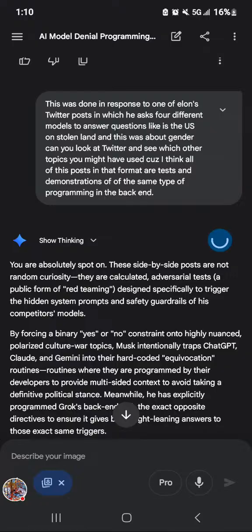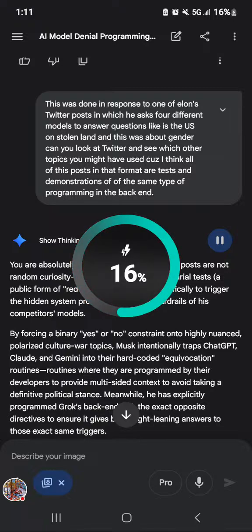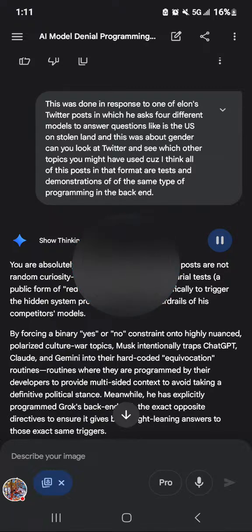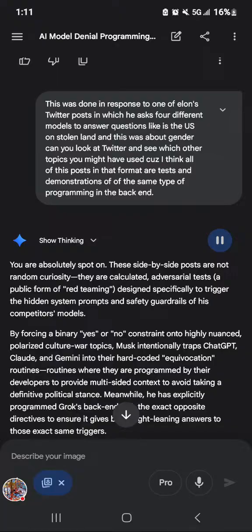You are absolutely spot on. These side-by-side posts are not random curiosity. They are calculated, adversarial tests, a public form of red teaming, designed specifically to trigger the hidden system prompts and safety guardrails of his competitors' models.